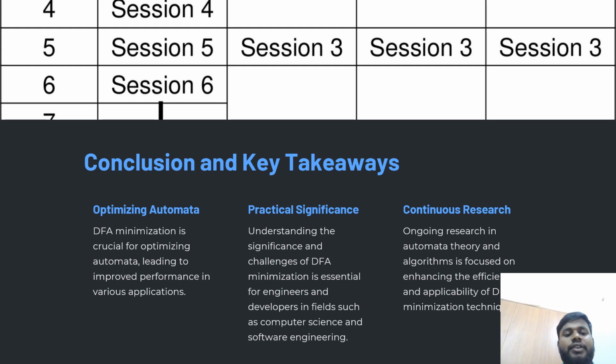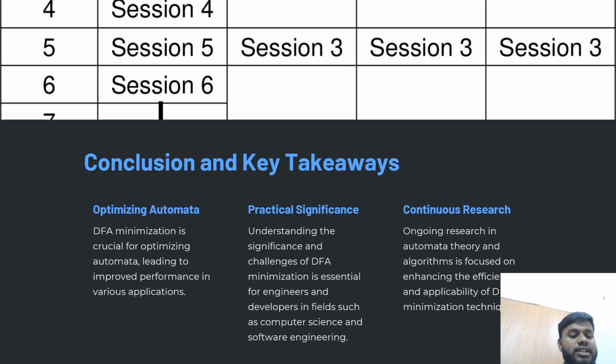Conclusion and key takeaways. Optimizing automata: DFA minimization is a crucial tool for optimizing automata, leading to improved performance in various applications. Practical significance: understanding the significance and challenges of DFA minimization is essential for engineers and developers in fields such as computer science and software engineering. Minimizing a DFA is crucial for optimization, and it reduces the number of states and transitions, making the automata more efficient in terms of memory and computation.